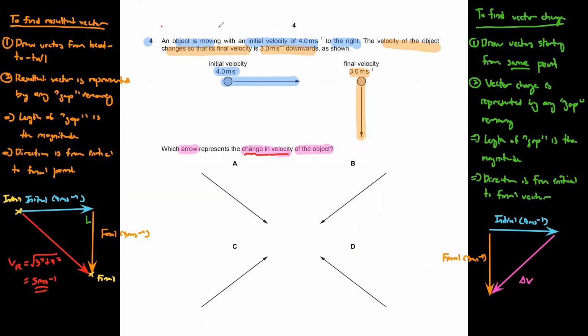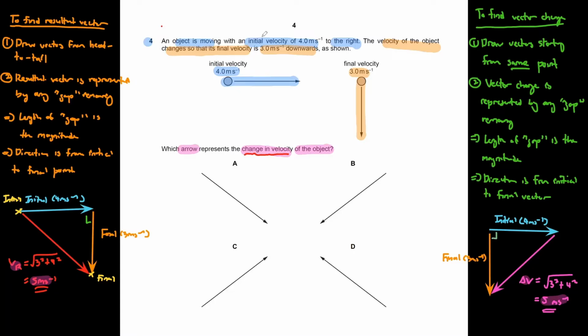Now, if you want to find out the magnitude of the vector change, you will again notice that this is a right angle triangle. You can actually use Pythagoras theorem to find out the magnitude of the resultant. So this one will be square root of 3 squared plus 4 squared, giving you 5 meters per second. Okay, so there's something here that you can draw a conclusion from. You notice that the resultant vector is 5 meters per second. The vector change or velocity change is also 5 meters per second. Magnitude wise, they are the same.